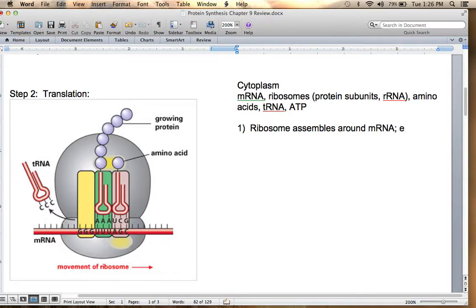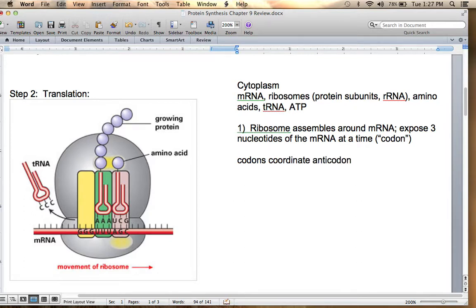When it does that, it's going to expose basically 3 nucleotides of the messenger RNA at a time. Those 3 nucleotides are what we call a codon, and you can think of a codon like a special code. The 3 nucleotides of the messenger RNA that are exposed at a time are called the codon. These codons are going to match with an anticodon that's found on transfer RNA.